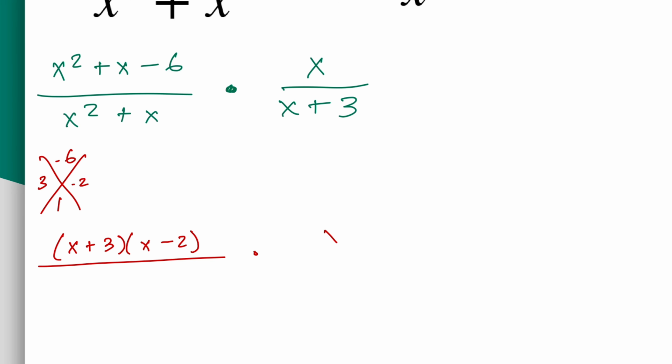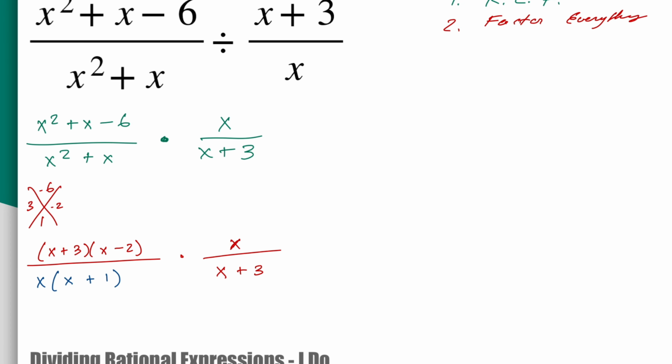The top right does not change because it's just an x. And the bottom right does not change because it's just x plus 3, but you're probably already seeing that that's going to be canceled out. Now the x squared plus x, we have a greatest common factor of x. We divide that out, and we get x times x plus 1. Now we've factored everything. We need to cancel everything out that we can.